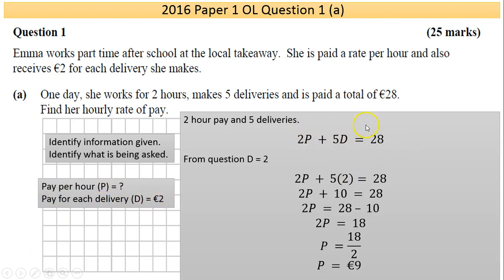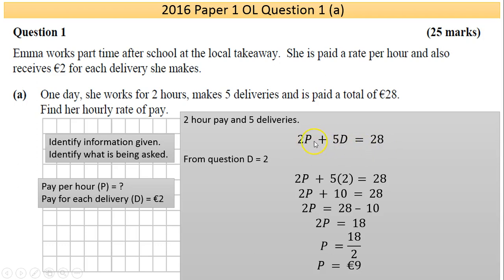Now if I make up an equation here, you're usually trying to make an equation. She works for 2 hours, so 2 hours times P plus 5 times the number of deliveries, which I'm calling D. You could use X and Y if you wanted, but to my mind P and D describe what's happening. So 2 hours plus 5 deliveries gives her €28.